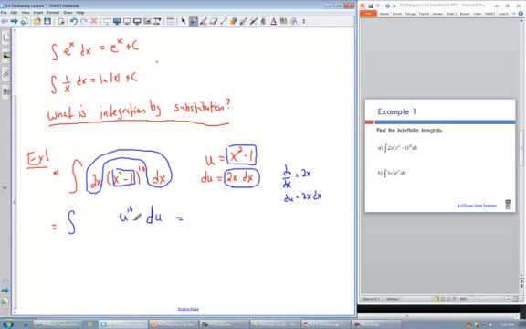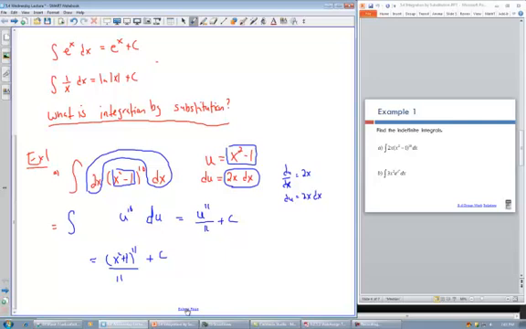And then I can integrate u to the 10th. It's just a power rule. You add 1, so that's u to the 11th divided by 11 plus c. And then I resubstitute back in. So I plug back in for u, and so I get my final answer of x squared minus 1, all to the 11th, divided by 11, plus c.